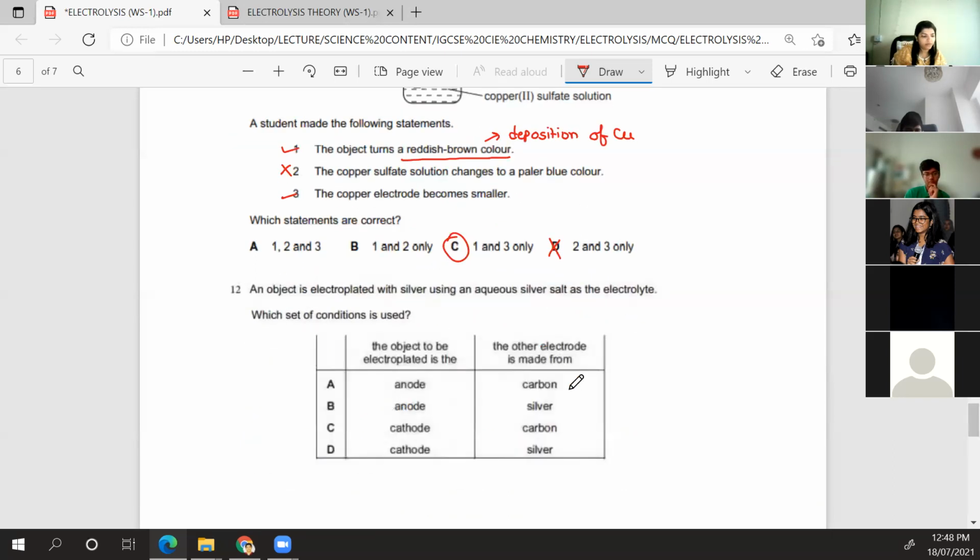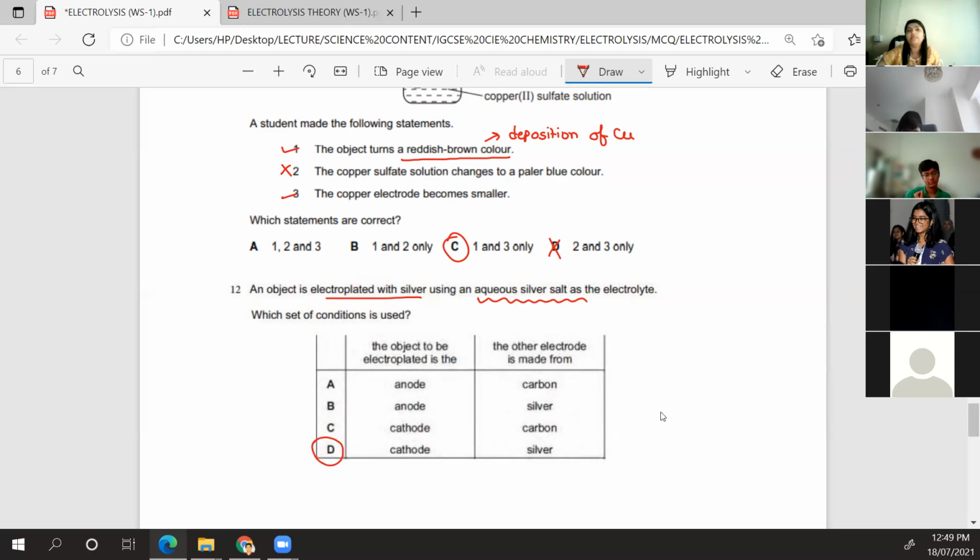Okay, let's come to 12th one. 12th one, we'll start with Manas. An object is electroplated with silver using an aqueous silver salt. Which set of conditions is used? Miss, so the object that has to be electroplated should be at the cathode, correct. And the other electrode should also be made of silver. Hence, the answer is D.